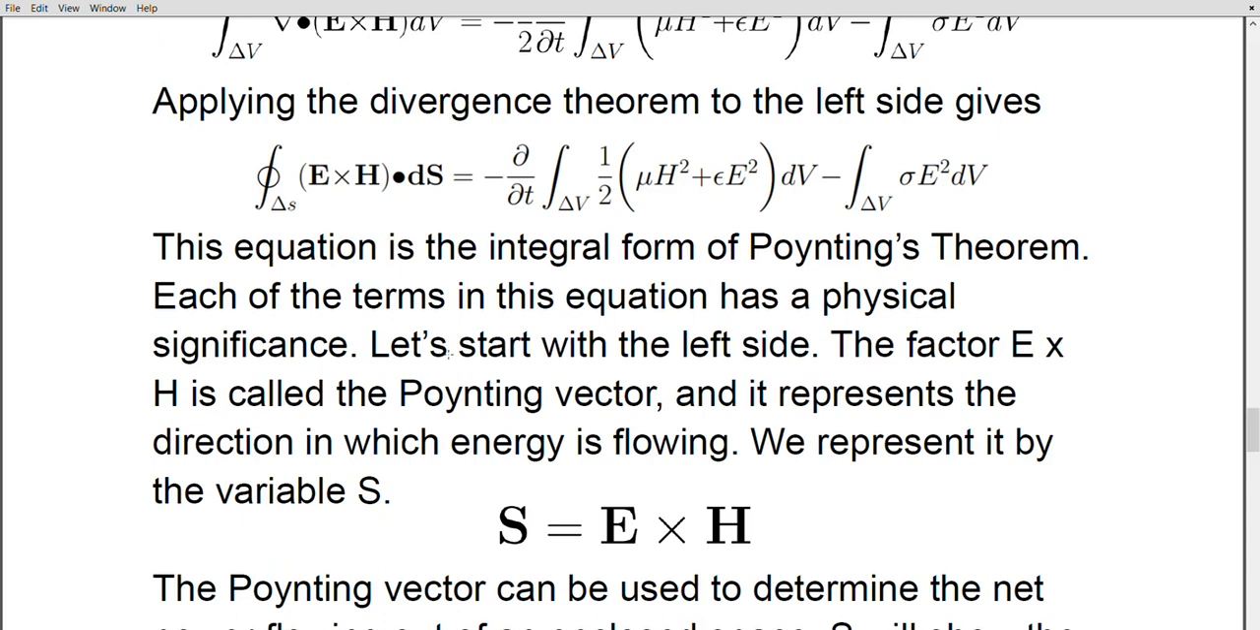Each of the terms in this equation has a physical significance. Let's start with the left side. The term E cross H is called the Poynting vector, and it represents the direction in which energy is flowing. We represent it by the variable S. Here you can see S is equal to E cross H.